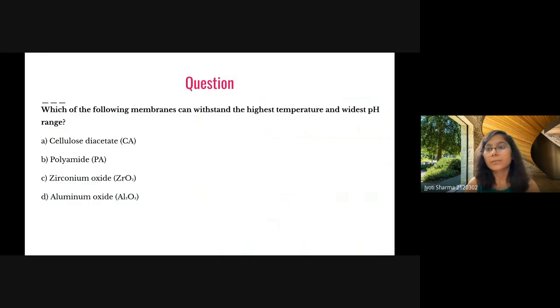Okay, so the next question is: which of the following membranes can withstand the highest temperature and widest pH range? As I told you, different membranes are made of different materials, and you have to tell me which one can withstand the highest temperature with the widest pH range. We have four options here: cellulose diacetate, polyamide, zirconium oxide, and aluminium oxide.